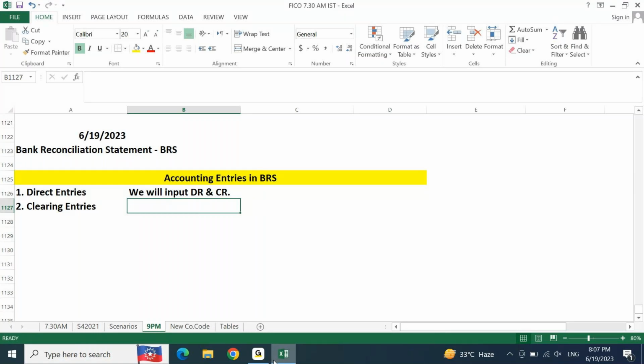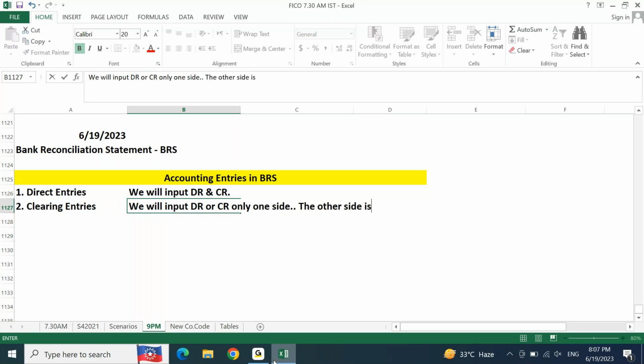When you talk about clearing entry, here we will input debit or credit only one side, the other side is an existing entry.